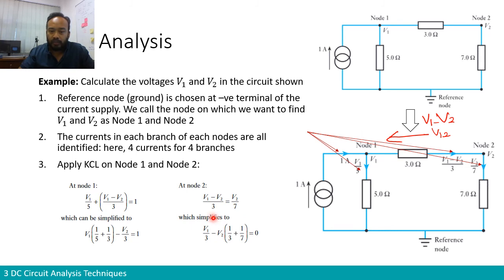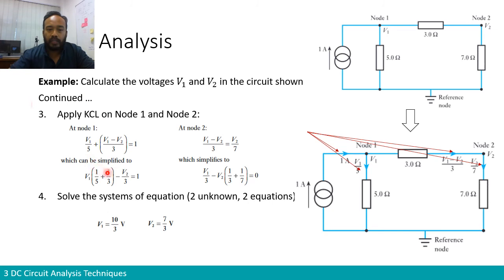So if we have to simplify, we have 2V2 over here. If we bring the V2 to the other side, we have V1 over 3 minus V2 multiplied by 1 over 3 plus 1 over 7 equals 0. We now observe that we have two equations and two unknowns, V1 and V2. We have V1 and V2 in equation 1, and V1 and V2 in the equation from node 2. So you can proceed to solving your system of equations.